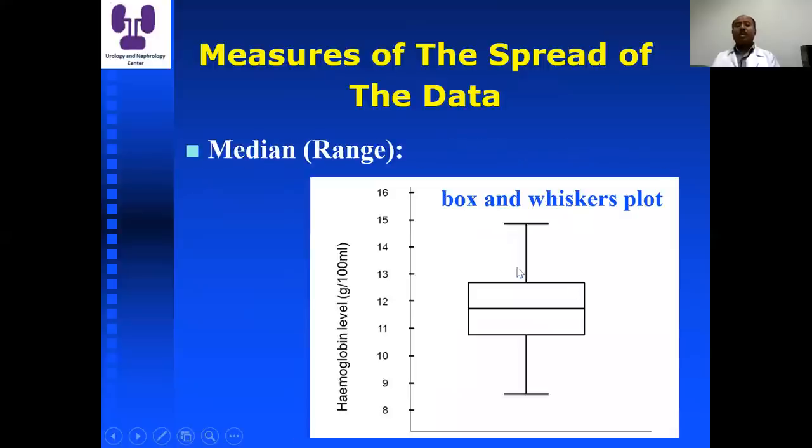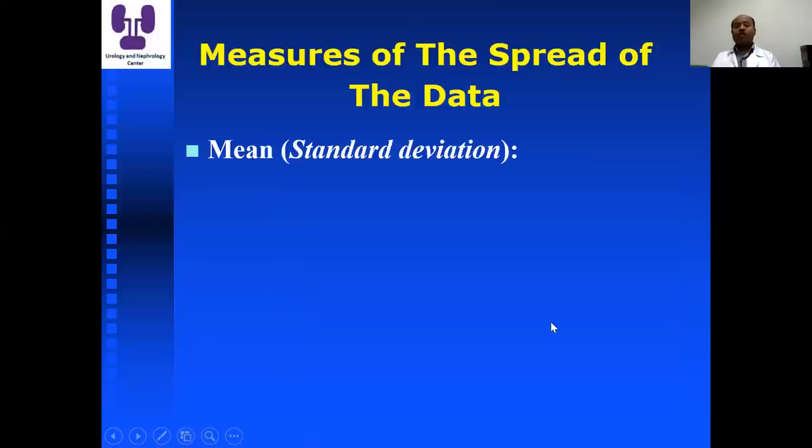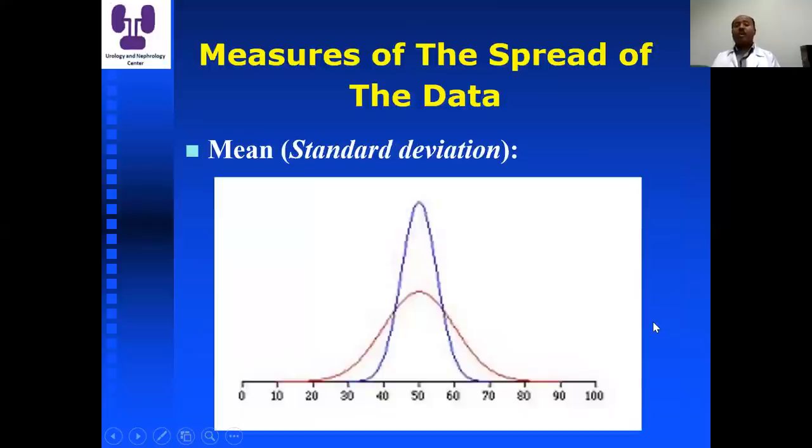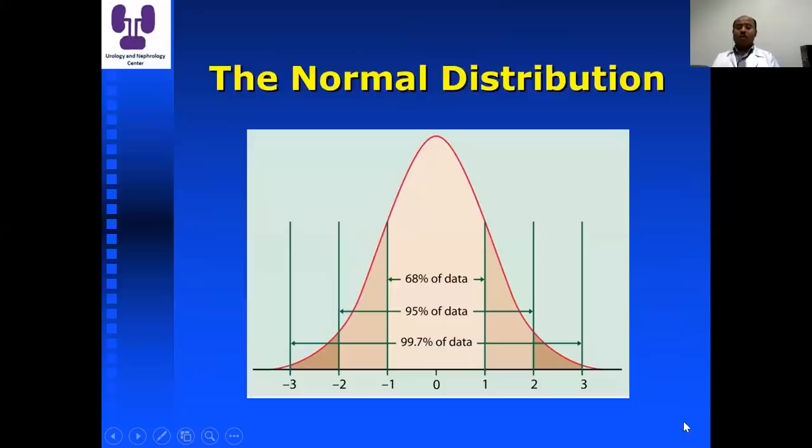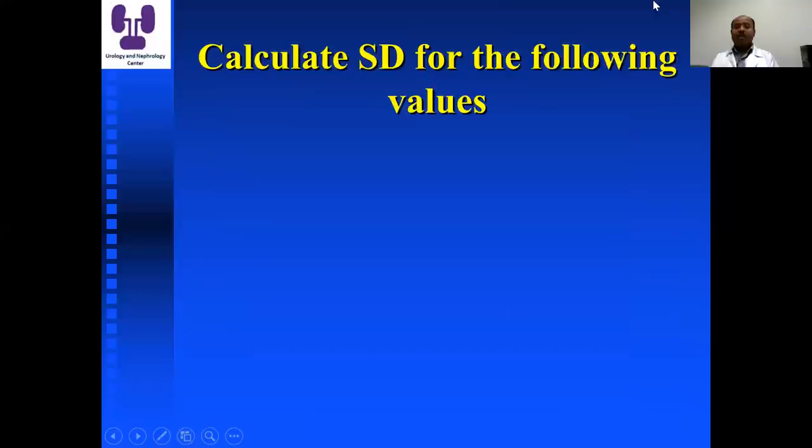This is just to show you the median and range. This may express the spread of the data. So this is the median as shown by this box and whisker plot. I'm not going to bother you with this, but I'd like to concentrate on standard deviation because I like you to just understand the meaning, how to calculate a standard deviation, how to use it, and what is its meaning. So I leave this until we calculate the standard deviation.